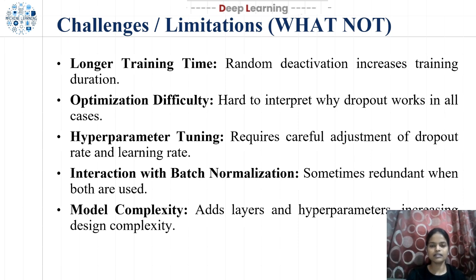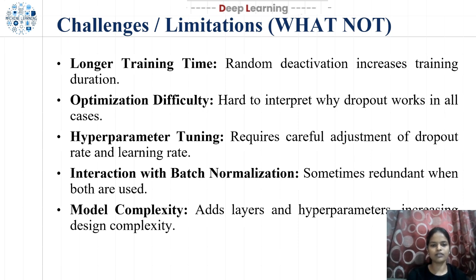This regularization technique has some limitations, challenges, or disadvantages. As the data increases, it can cause a longer training time, because random deactivation of neurons increases the training duration. Then, it is hard to interpret why dropout works in all cases. It acts like a black box. We can't interpret why dropout works or why dropping those particular neurons works.